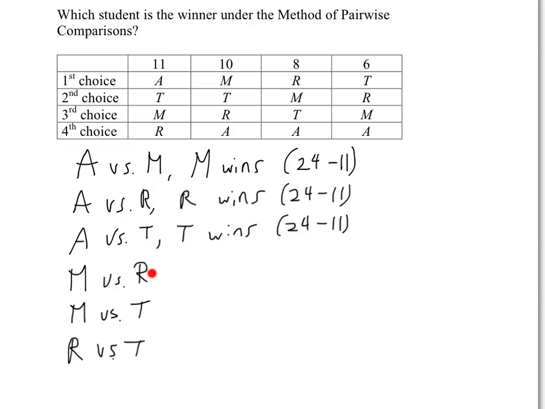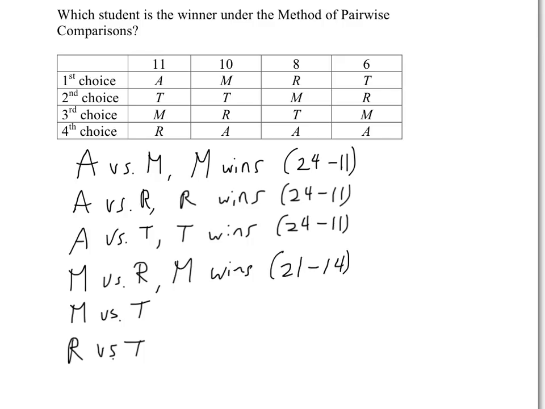Very well. We move on to Mark versus Rachel. Now it's less obvious how the rest of this election is going to go. Mark versus Rachel. Mark is ahead of Rachel on 21 ballots. Rachel is ahead of Mark on only 14. So Mark wins by a score of 21 to 14.